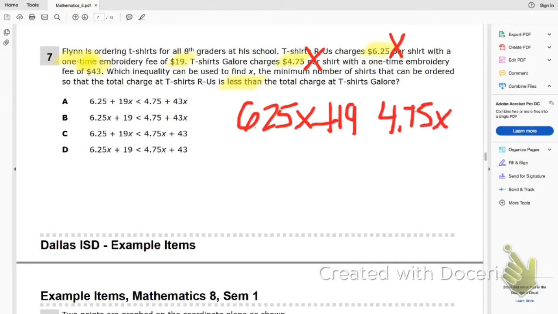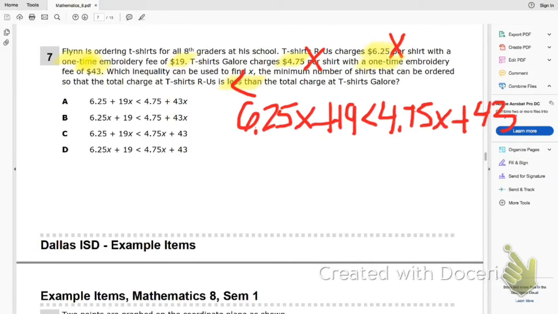And an x behind it, plus one-time fee of $43. Okay, and then we can stick in our less than symbol. So when you see less than, you can go ahead and just write it that way. Now, 625x plus 19 less than 475x plus 43.